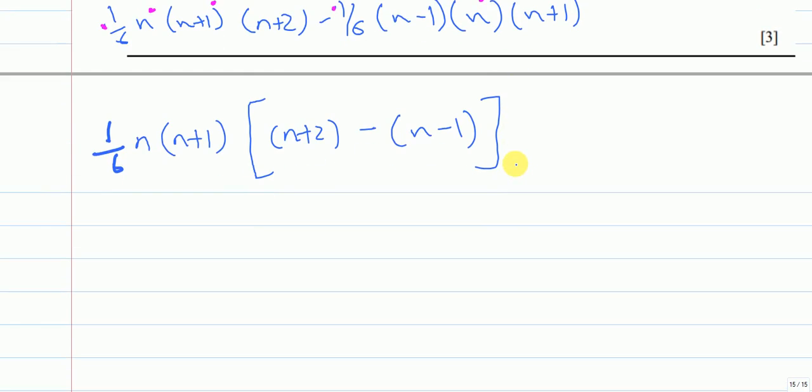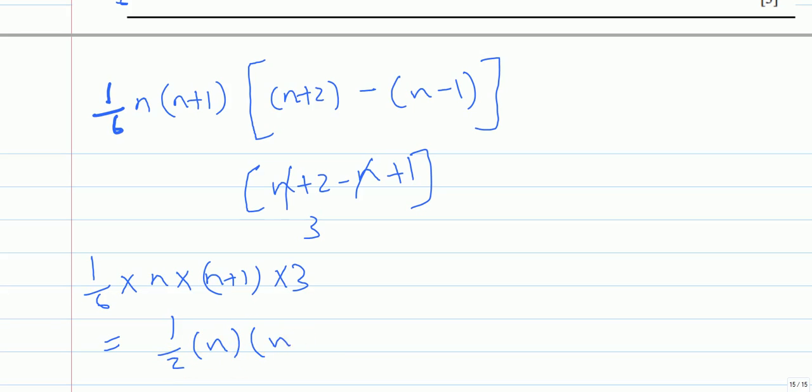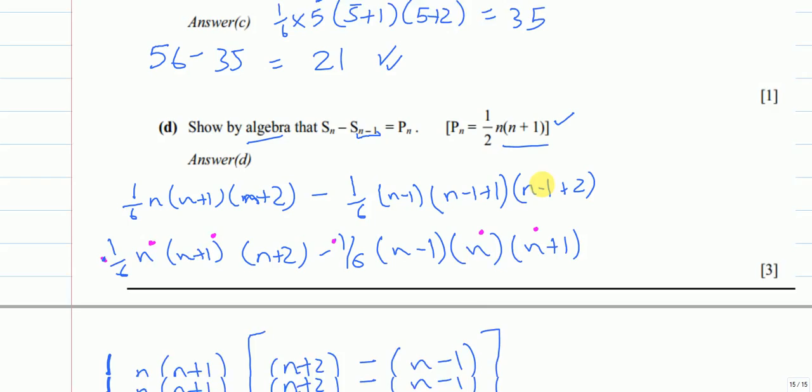Now it's just a matter of solving. If I open this bracket, what I will have is n plus 2 minus n plus 1, and this n will be cancelled with n. 2 plus 1 will become 3, right? So finally I have 1 over 6 times n, n plus 1, times 3, and 1 over 6 times 3 will give me 1 over 2. So it will be 1 over 2 n and n plus 1. Let me check if this is what we were looking for. Yes, this is what we are looking for.